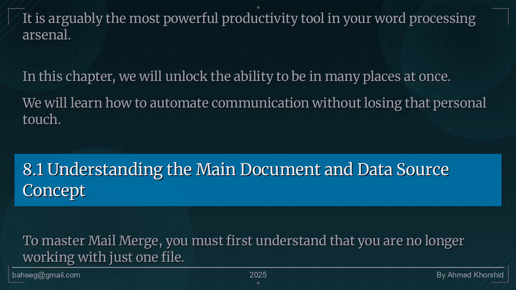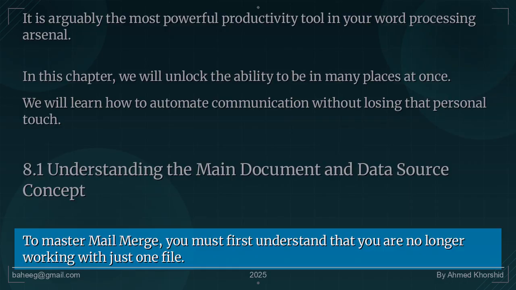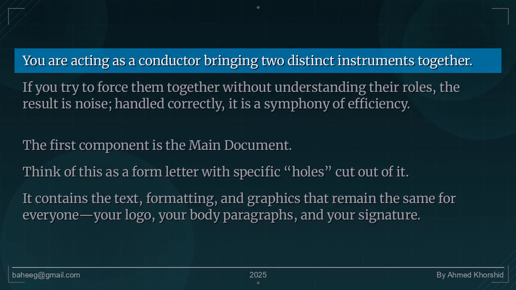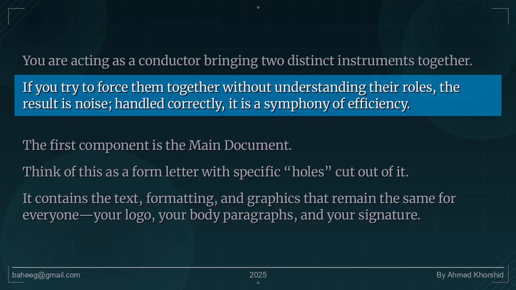8.1: Understanding the main document and data source concept. To master mail merge, you must first understand that you are no longer working with just one file. You are acting as a conductor bringing 2 distinct instruments together. If you try to force them together without understanding their roles, the result is noise. Handled correctly, it is a symphony of efficiency.